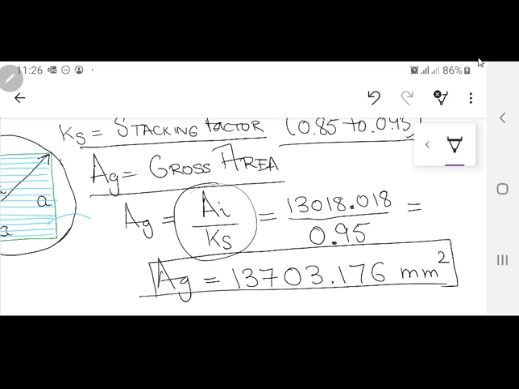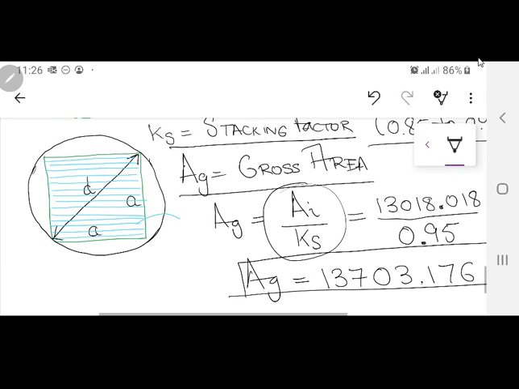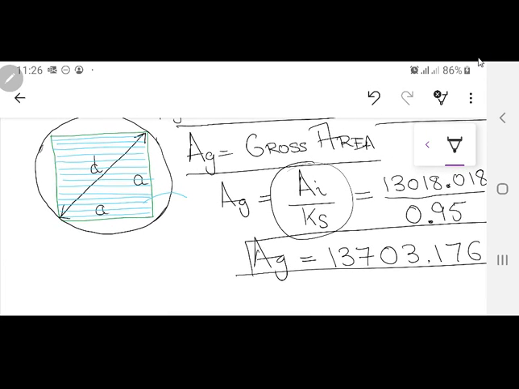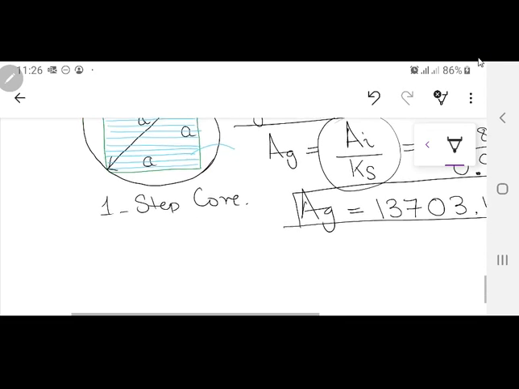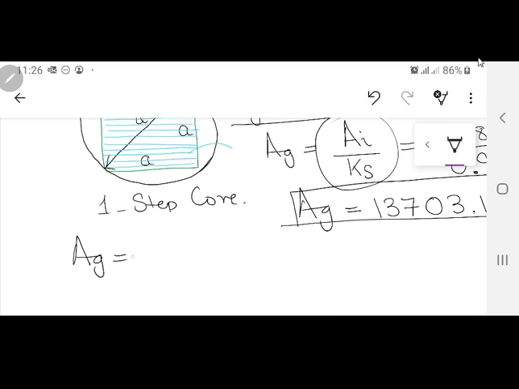This is the area, actual area जिसका आपने core बनाना. It includes the factor of your stacking of the lamination. This is the gross area. Now, if you see over here, I have chosen a single step core. This is called a single or one step core. Now I know the area. It has to be a square. So will this Ag be equal to pi d square by 4?